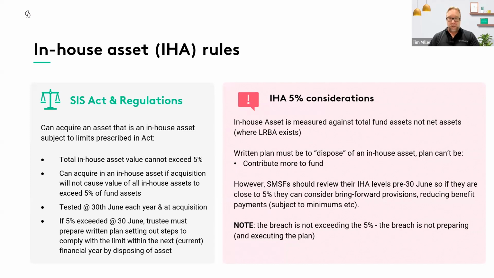So if you do go over 5%, then you've got to put a plan in place to sell. However, what you should be doing is reviewing your in-house assets towards the end of a financial year from a valuation point of view. And if there's any potential opportunity that it's going to be over that 5%, then look at, is there an opportunity to utilize bring forward contributions? Is there another way that we can put more money into the fund to ensure that come 30 June, we're not over that in-house asset limit? So it's critical that we get that understanding right.